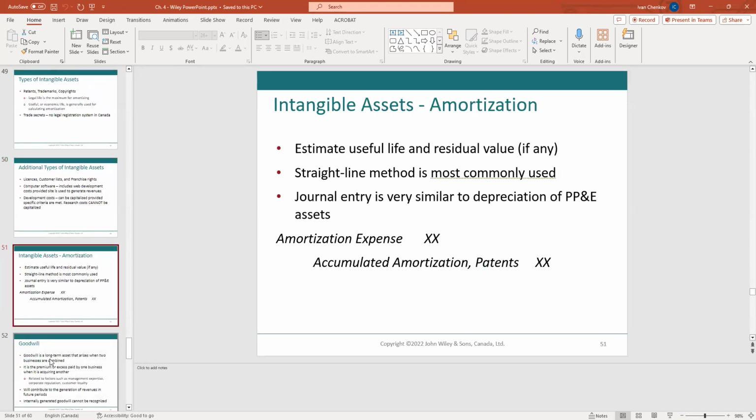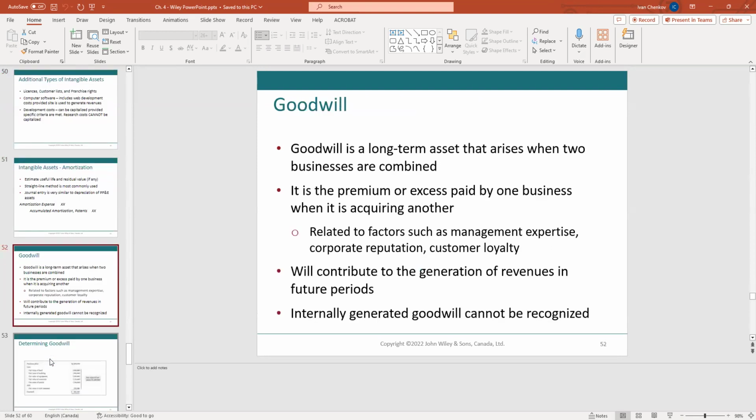How are we going to do the journal entry for depreciation? Well, amortization expense and accumulated amortization on the intangible assets that we depreciate. Goodwill. What's goodwill? Goodwill is simply the difference between the purchase price and the fair market value of something that you buy as a business.